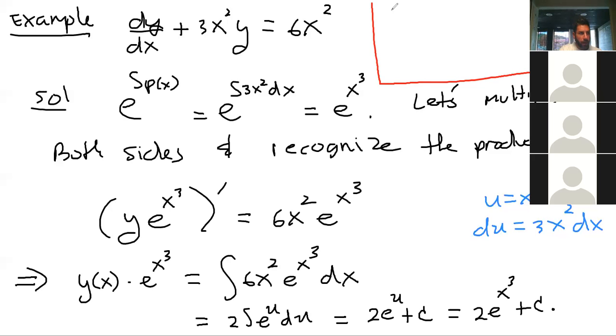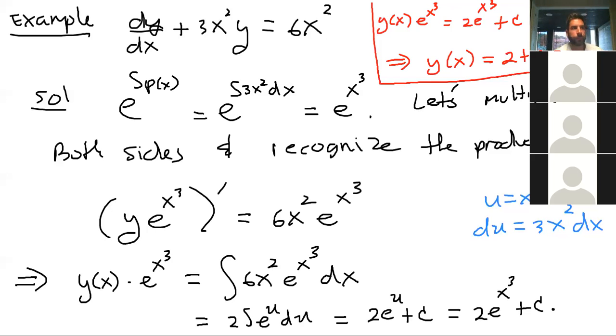So what we found is that y of x times e to the x cubed, I'm running out of space. What we found is y of x e to the x cubed is equal to 2e to the x cubed plus c. And then we can divide through, and we're left with y of x. Our solution is 2 plus c e to the negative x cubed, if I get cute with my exponents.